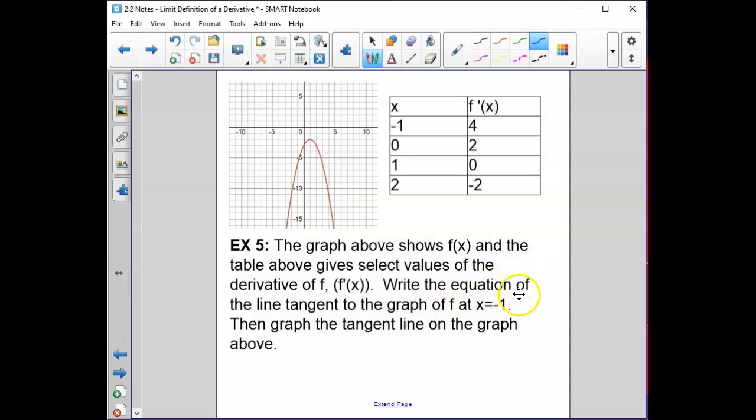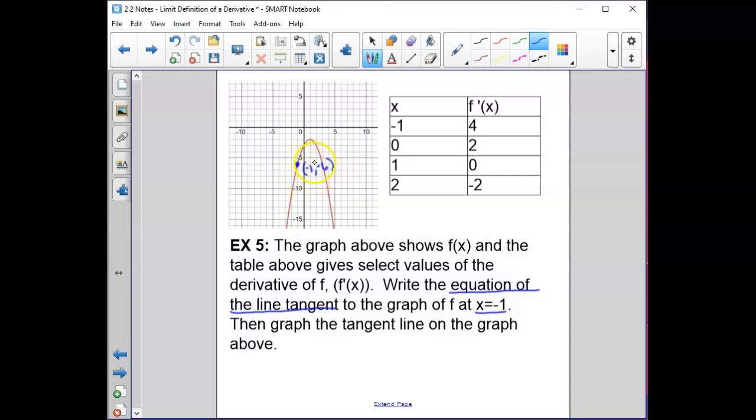So the point that we're looking at here is x equals -1, and we're supposed to write the equation of the tangent line. We're doing the same thing we did on the last problem. The good news is we don't have an equation, so we don't have to do the limit definition of a derivative. We're going to look first at the graph, where x equals -1. That's this point right here on the graph, and that point is (-1, -6), it looks like. So that is our point of tangency.